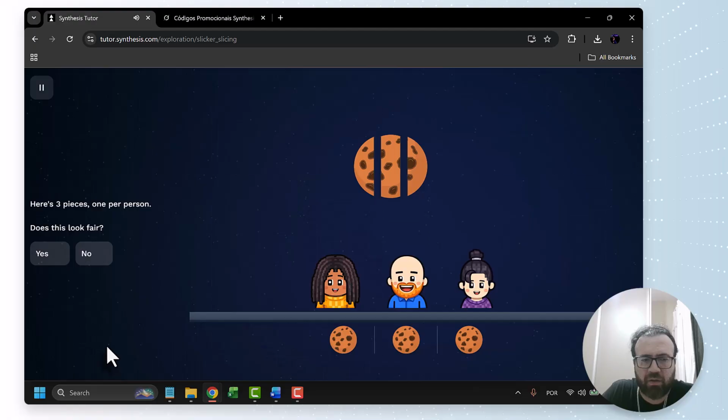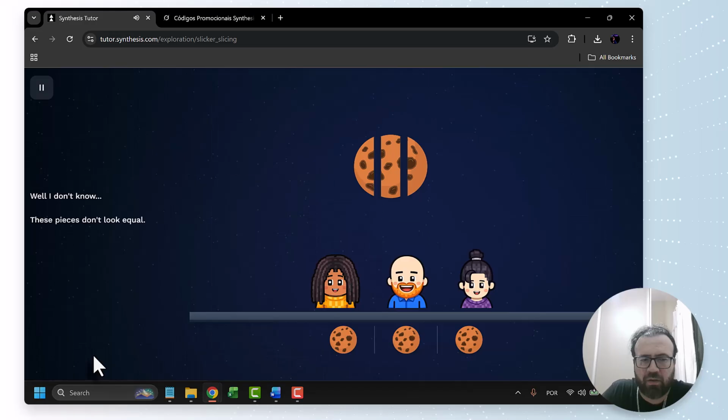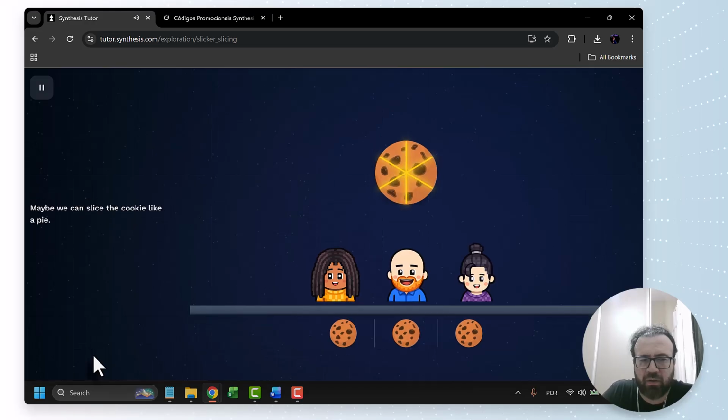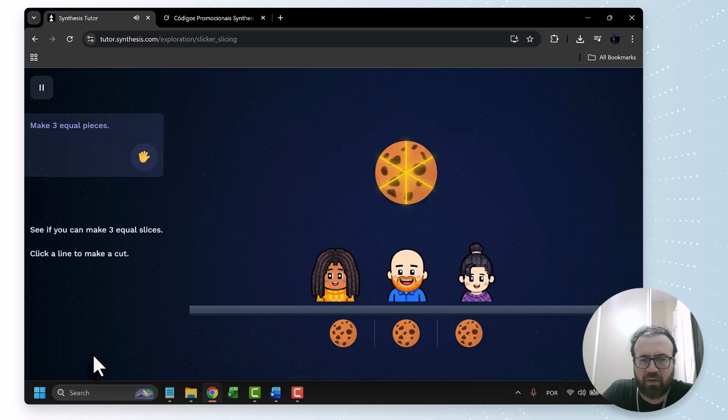Here's 3 pieces, 1 per person. Does this look fair? Well, I don't know. These pieces don't look equal. We need to be more clever. Maybe we can slice the cookie like a pie. See if you can make 3 equal slices. Click a line to make a cut.